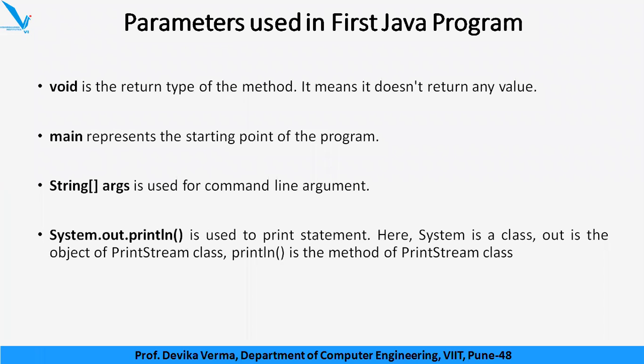Void is the return type of the method because it is not returning anything. You do not return any value here. Main is the starting point of the program. String args is a command line argument, and you can move this bracket from here to here. It's allowed. Okay, it means the same. You're going to create an array of strings.